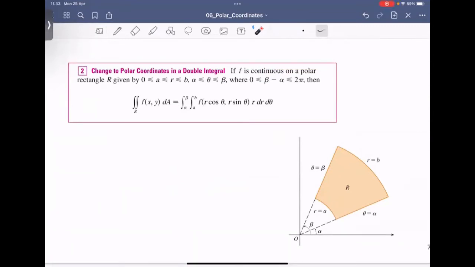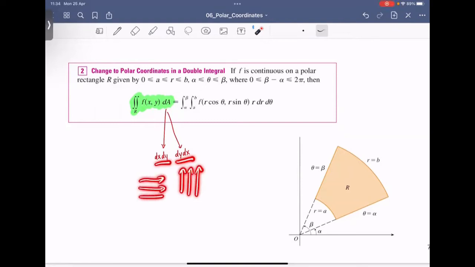So let's talk about how to set up the double integral by using polar coordinates. From what we learned last week, we already have two ways to do it: dx dy or dy dx. If you cannot remember, dy dx means you draw a vertical line, parallel to the y-axis, so the way you cut the picture is like that. The dx dy is like that, the other way you cut the picture.